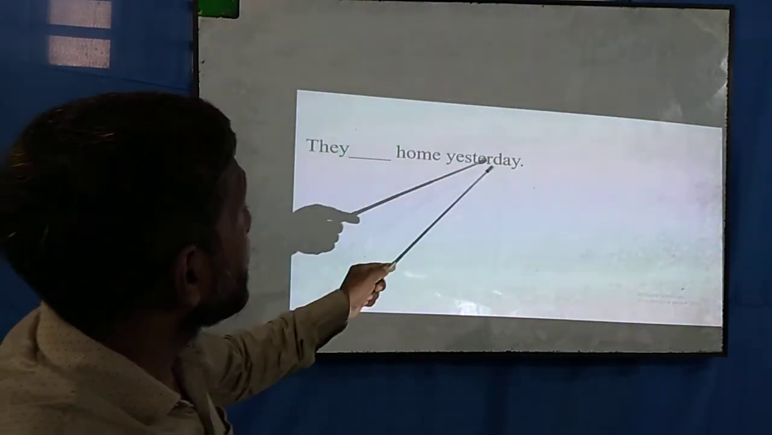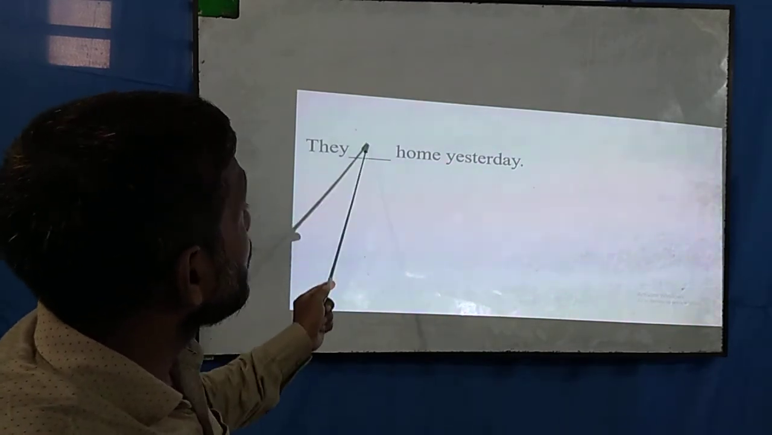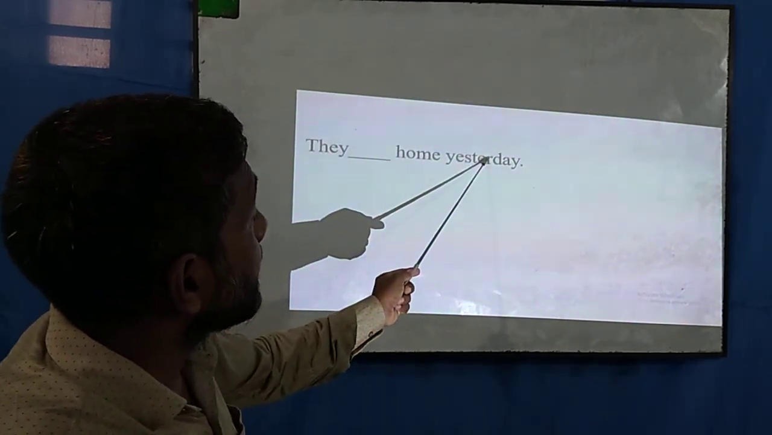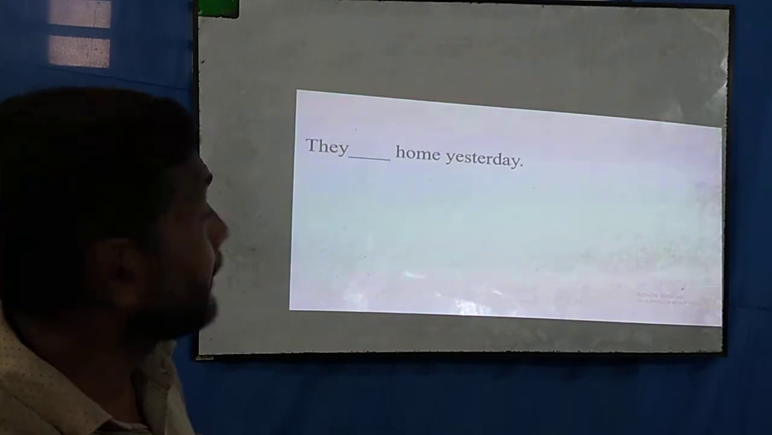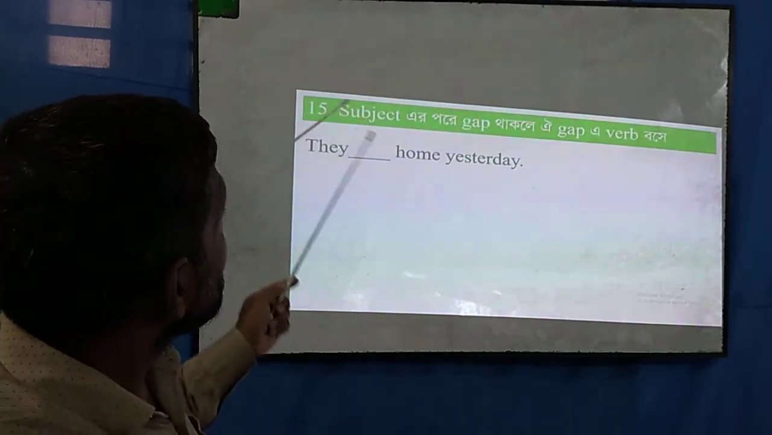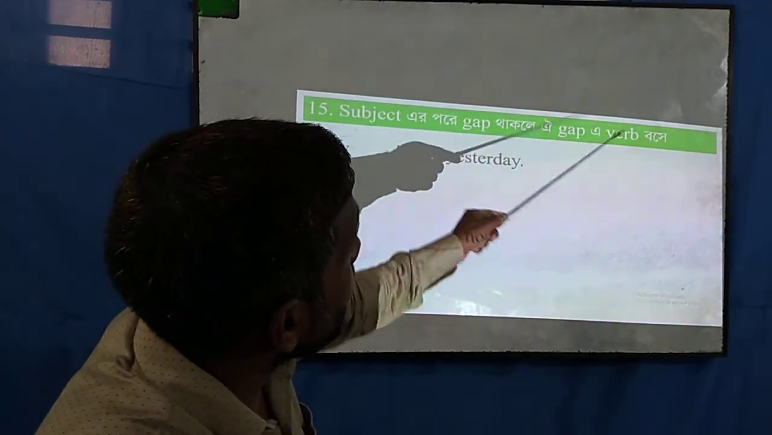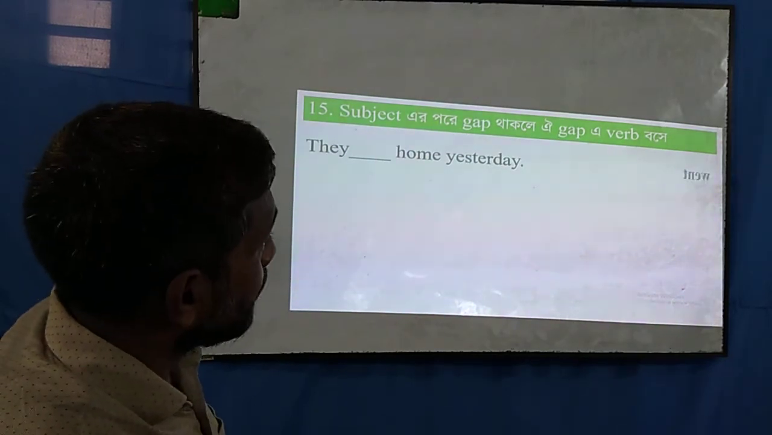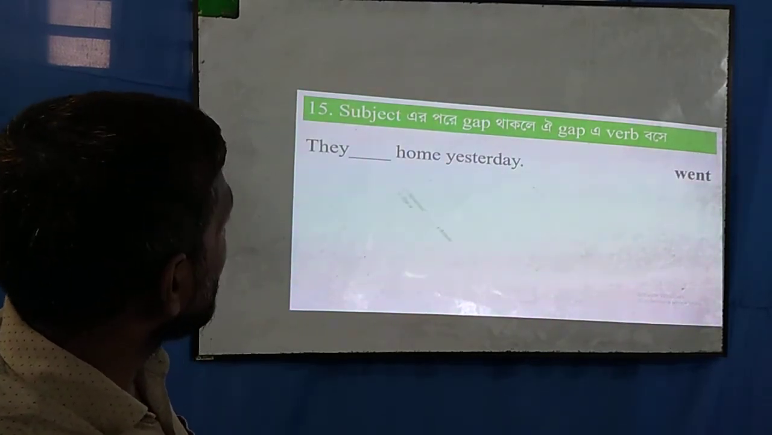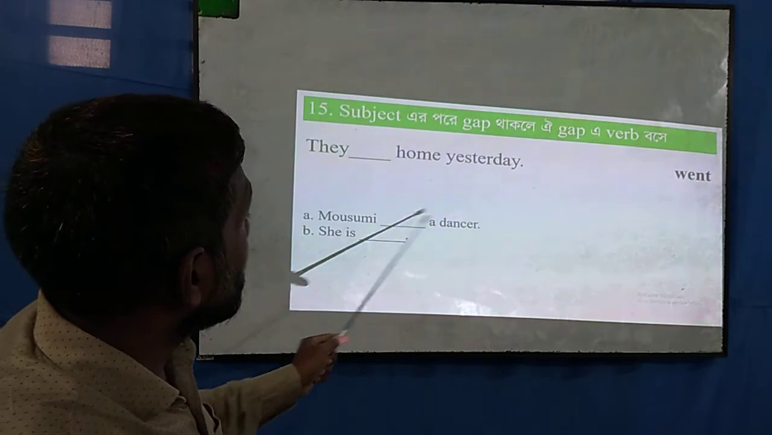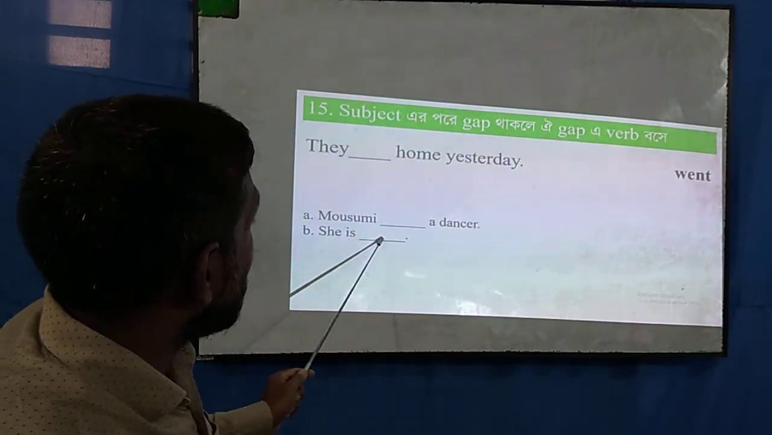So they dash home yesterday. So the verb should be used here, and yesterday is indicating that the verb should be in past indefinite form. So dear students, if there is a gap after a subject, a verb is used in that gap. We know the answer. It should be went. And again, Mousumi dash a dancer, she is dash.